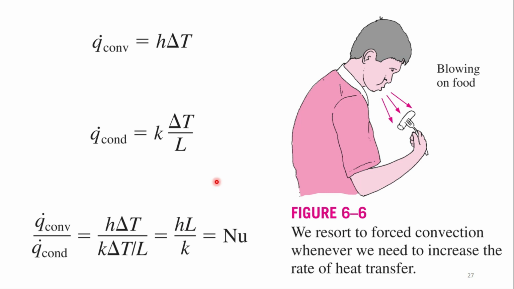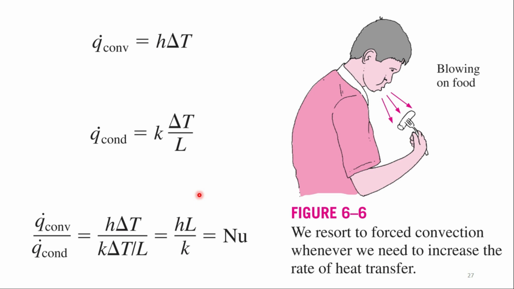Heat flux is simply the heat transfer rate per unit surface area, and it is represented by this formula. So the heat flux is equal to h multiplied by delta T, and we also know the formula for conduction, which is given by this formula. If we take the ratio of the heat fluxes of convection and conduction and simplify, we have the ratio of h, the convective heat transfer coefficient, multiplied by L divided by k, which is simply known as the Nusselt number. The Nusselt number represents the enhancement of heat transfer through a fluid layer as a result of convection relative to conduction across the same fluid layer.